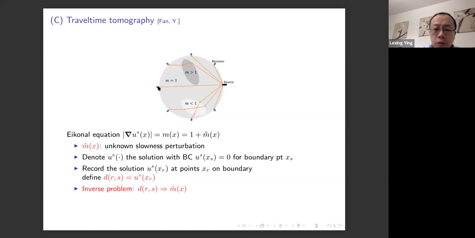So what we record at the blue dots is the so-called first arrival time, okay? And the first arrival time itself satisfies this eikonal equation, where the slowness m appears as a parameter, okay? So the unknown quantity in this equation is this m tilde, which we call the slowness perturbation, the true slowness m minus one, which is a constant background at one. Now, what is our data? Well, as I said, the data is really this first arrival time information that we recorded at these blue dots. So it's parametrized by the source s, also parametrized by the receiver r, right? And this u(s,r) is just the first arrival time of this eikonal equation. And the problem is to go from d, the two-dimensional data we collected, to figure out what is the slowness perturbation m tilde.